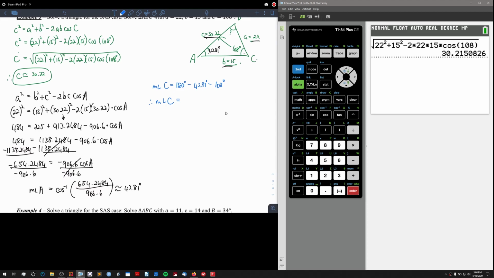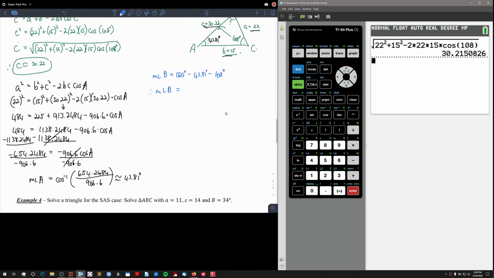Oh sorry, what am I writing? Measure of angle C, we were given C. We're trying to find measure of angle B. Forgive me, for I've sinned. We're trying to find measure of angle B. Measure of angle B then would be approximately 28.19 degrees. This would be an approximation because everything so far depends on approximation.